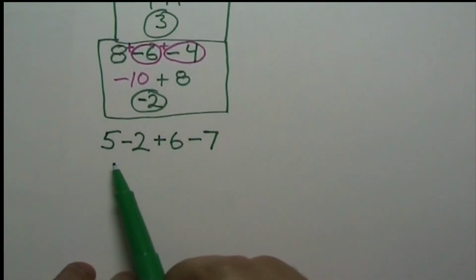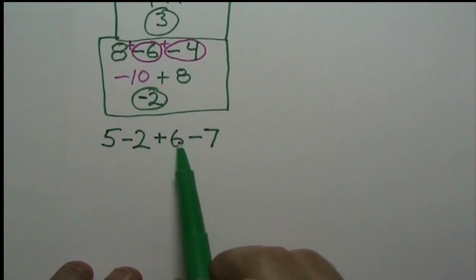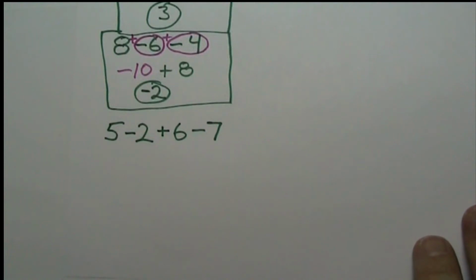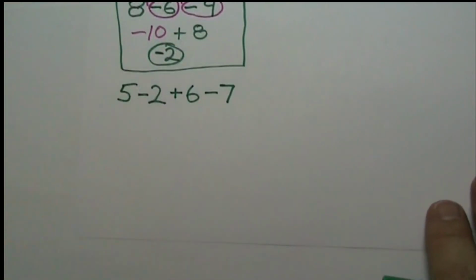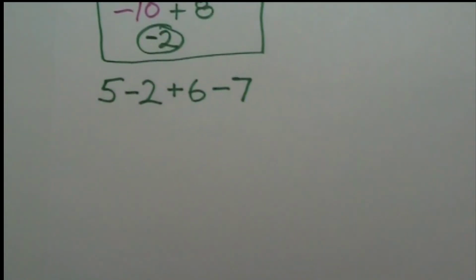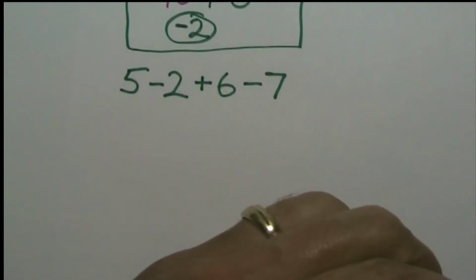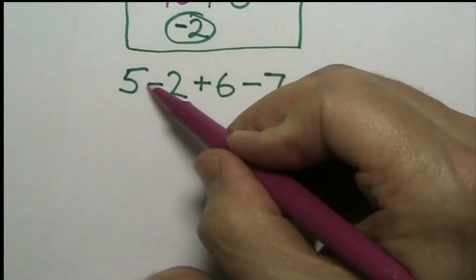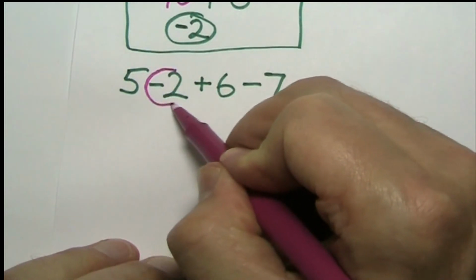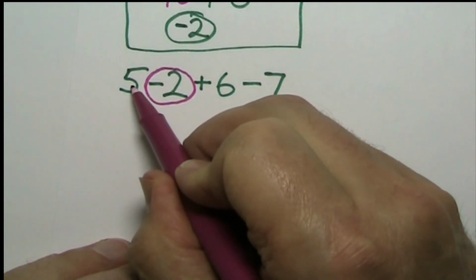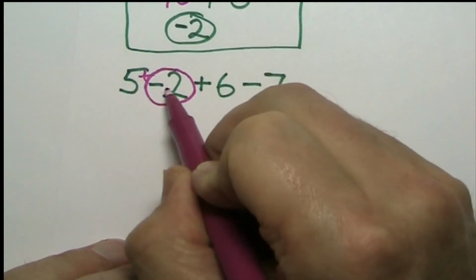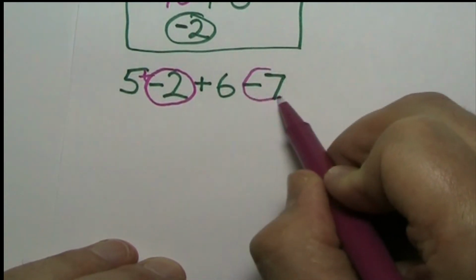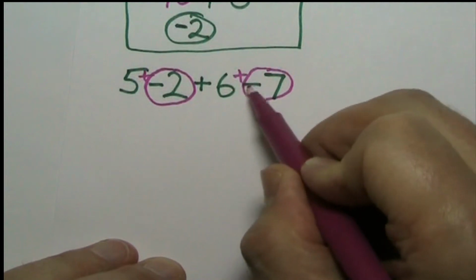Okay, I have room. I'm just going to put another one underneath it. 5 minus 2 plus 6 minus 7. Focus in on here. Okay, so what we'll do is, I have a minus, and that's actually the same thing as a negative. So I'm going to say 5, instead of minus 2, I'll say 5 plus negative 2. That's a positive 6. This is a negative 7. So I'm going to say 6 plus negative 7.